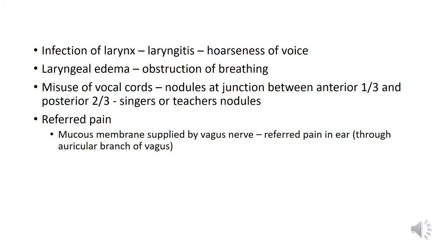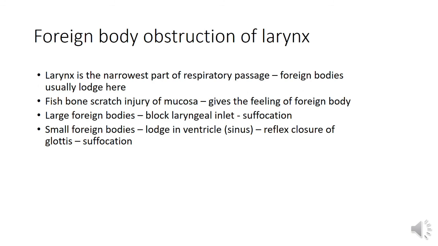Now moving on to foreign body obstruction of larynx. In our class on the cavity of larynx, we already discussed the scenario of foreign body obstruction of larynx. We will see a few more points related to it. The larynx is the narrowest part of the respiratory passage, and as we saw in our previous video, the rima glottidis is the narrowest part of the cavity of larynx. So usually the foreign bodies lodge here.